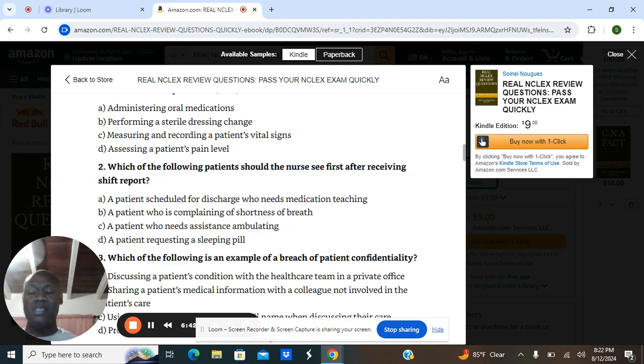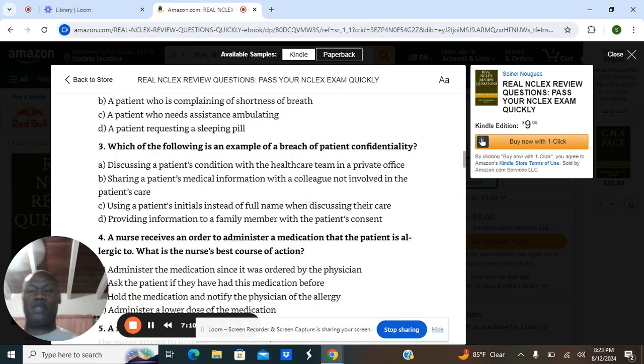As you can see, the best choice for this question is B. Because remember, do not select a choice that will kill the patient. Do you understand? If you do not select B, you're going to kill the patient. You need to select B. Okay, let's go to question number 3. Which of the following is an example of breach of patient confidentiality?